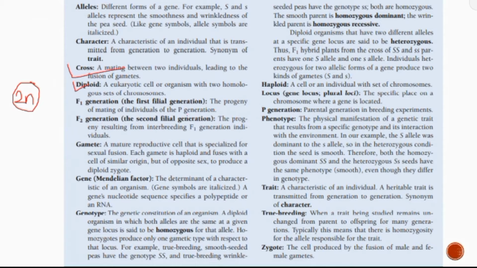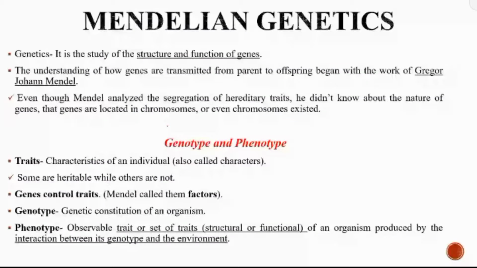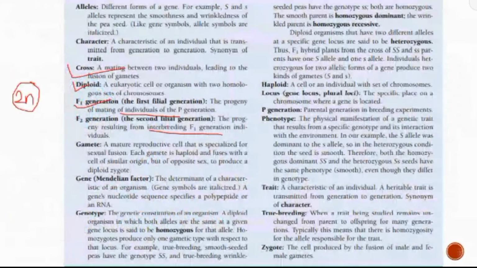The F1 generation, as I explained just now, is the progeny of mating of individuals of the parental generation. After the crossing of the parental generation, the first progeny that is created is called the F1 generation. F2 generation means what? It is the progeny that is produced from the interbreeding of F1 generation individuals. Just as we cross the parental generation, similarly the progeny of the F1 generation are interbred and lead to the formation of the F2 generation, called the second filial generation.